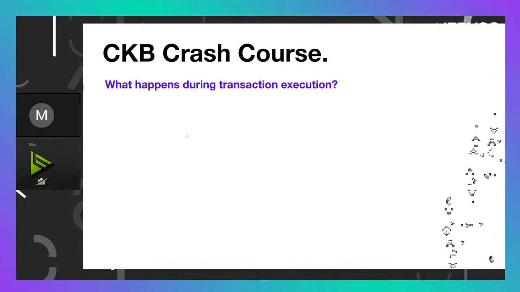Okay, what happens during transaction execution? We validate the structure of the transaction, number 1. This is just basic validation. Are all the fields in there? Are all the values within expected ranges?